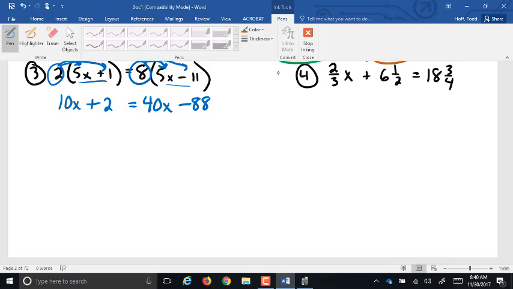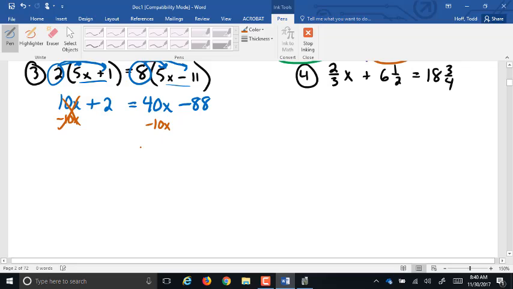I'm going to get rid of 1. I will get rid of the smaller one, the 10x. I subtract 10x. I have to subtract 10x on the other side. The only place I can take it is from the 40x. So I've got 2 on the left. 40x minus 10x is 30x minus 88. Then what?